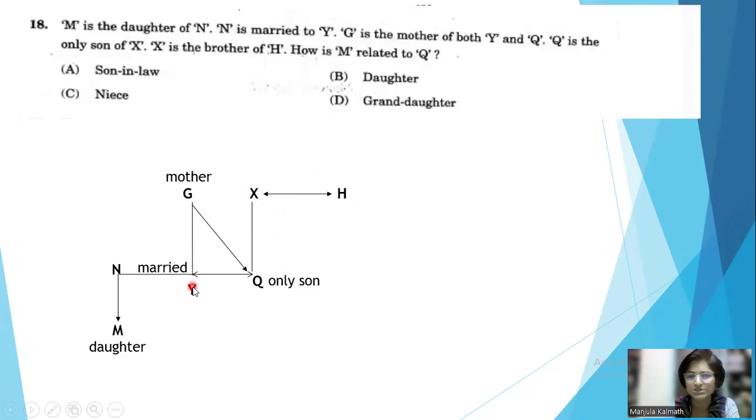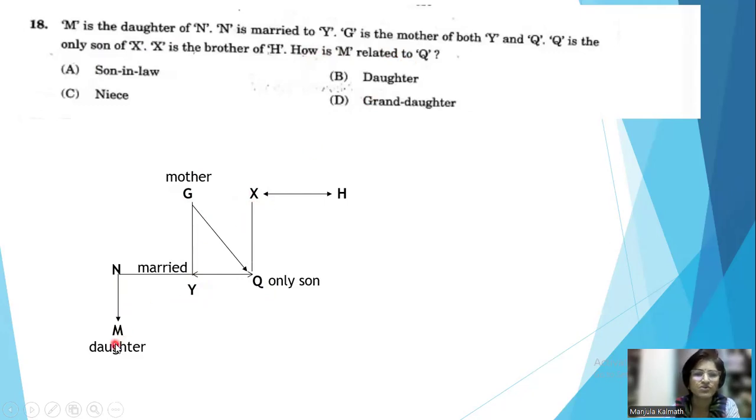There is no son relationship with Y. But mother G will have two sons, Y and Q, where Y is her own son and Q is not her own son. That identity it gives. By seeing this diagram, all the relationships are clear: M is the daughter of N and Y, who are husband and wife, a couple. G is the mother of Y as well as Q, and X is the father of Q. Now the question is, how is M related to Q?